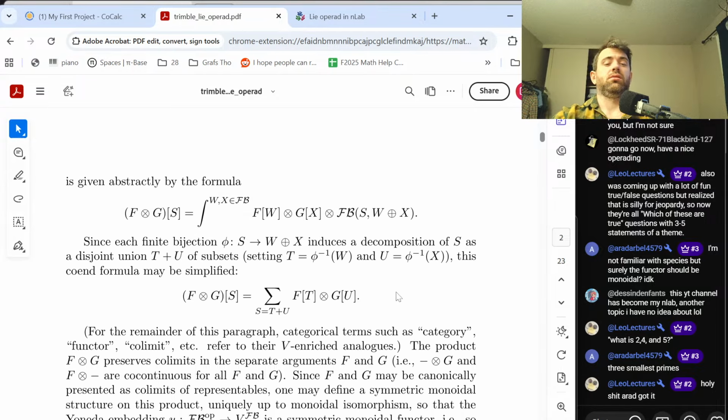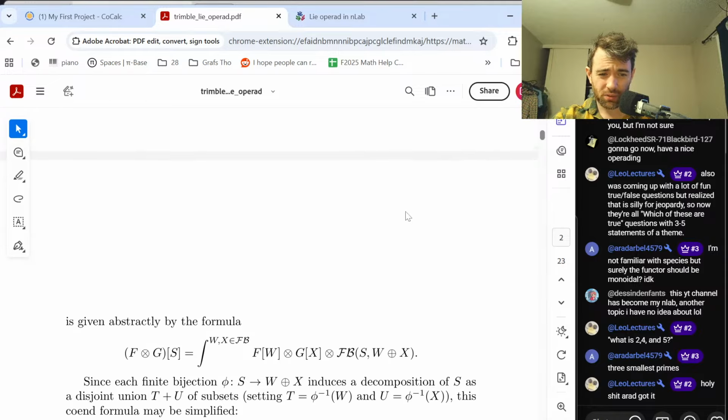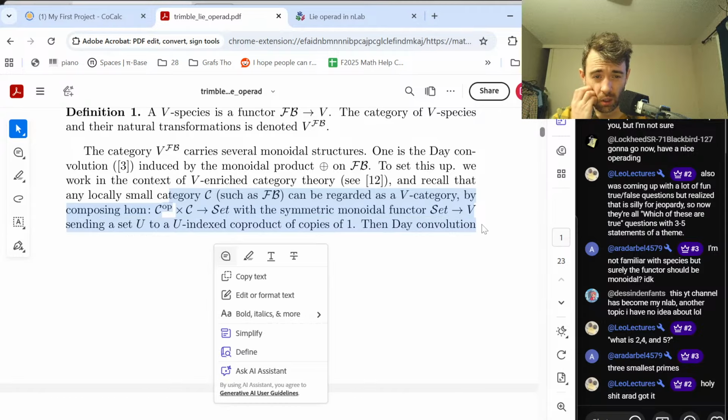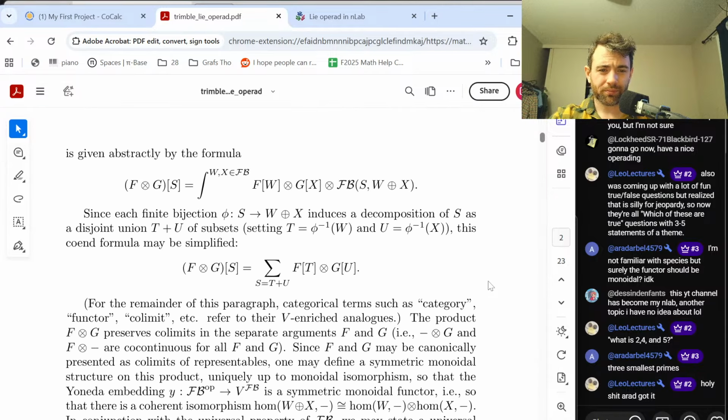Whoa. What? And then the day convolution is given by this? What? What is F and what is G? Is there a notation missing here? Were you supposed to notate some of these functors? What is going on?